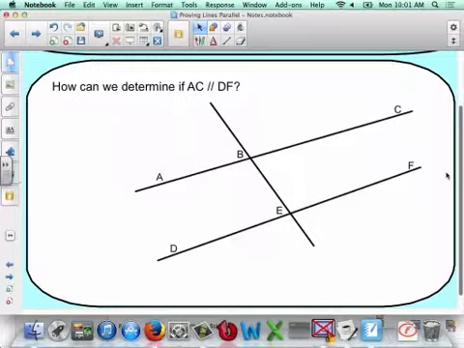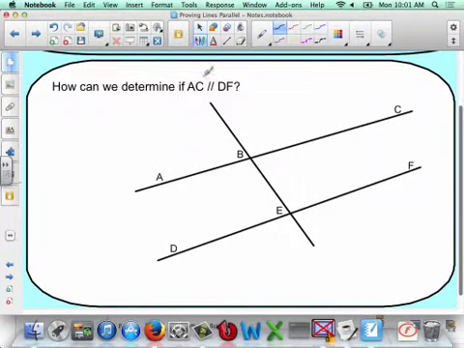So what's the name of this angle right here? No, that's point B. What's the name of the angle? Angle ABE. Okay, so we're going to take a look at angle ABE. And I want to compare that to what other angle? Well, it depends on how you want it. You said you wanted an alternate interior, right? So if I got angle ABE, which angle is the alternate interior of ABE? Think about the Z.